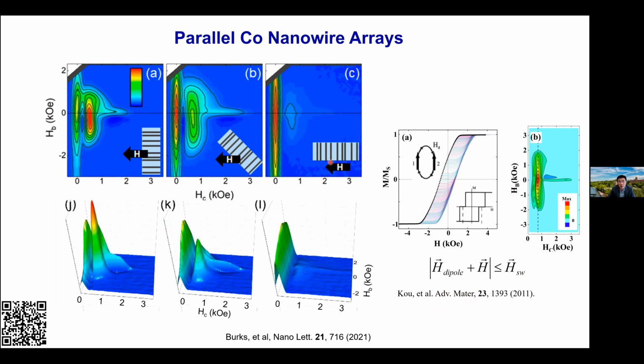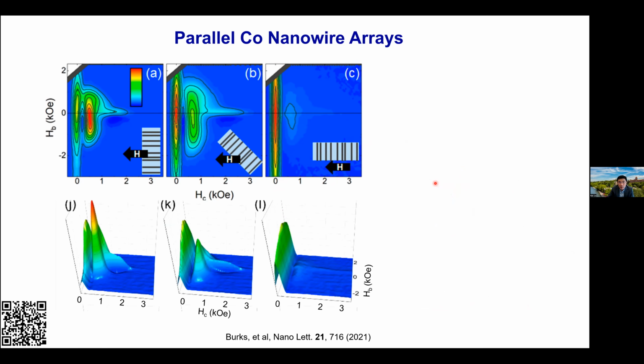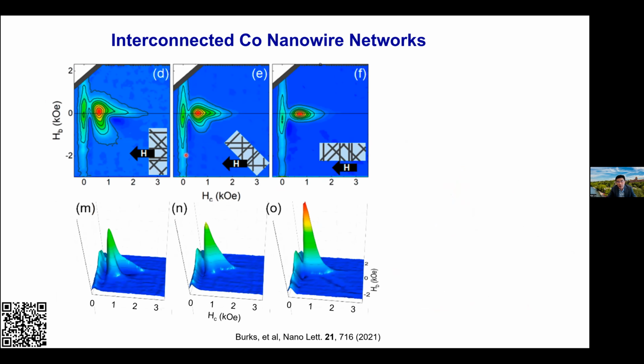If we change the geometry, when the field is applied along the hard axis, now you see just a reversible component because the field is perpendicular to the wires. In the intersecting nanowire case, we see some difference. Now it's no longer perfectly vertical. In fact, this FORC pattern behaves like this wishbone structure. This vertical ridge is tilted, and we can actually learn from the vertical extent of this ridge.